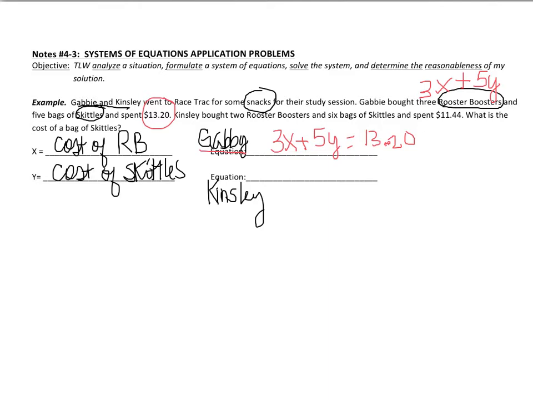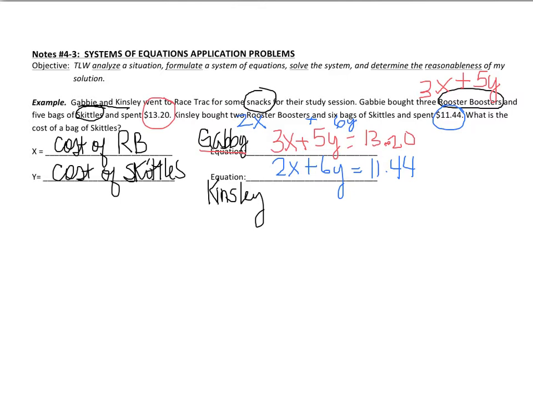Okay, now let's look at Kinsley. Kinsley bought 2 Rooster Boosters, so 2X, plus 6 Skittles, which was 6Y, and she spent $11.44. So let's make that equation: 2X plus 6Y equals $11.44. So now we have our 2 equations. We want to figure out the cost of the Skittles and the cost of the Rooster Booster, because obviously Gabby and Kinsley are paying the same price. It's just that they bought different amounts.